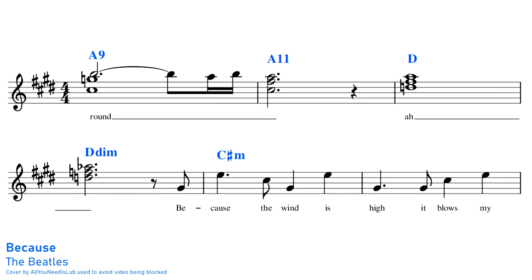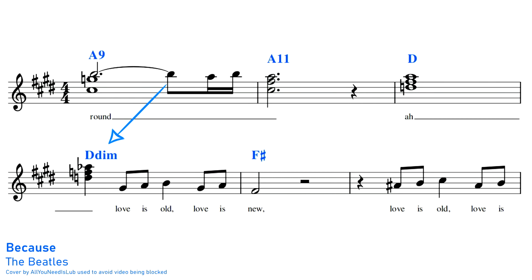The Beatles actually show us two possible resolutions of this D diminished chord in their track Because. At the end of each verse, we get a D diminished chord. The first time, it resolves downwards to the tonic chord of C sharp minor. But at the end of the second verse, the D diminished chord now resolves instead to F sharp major, offering a different but also satisfying resolution.